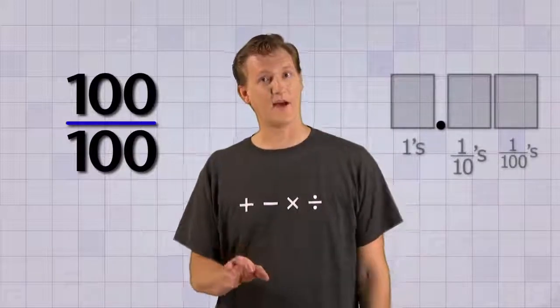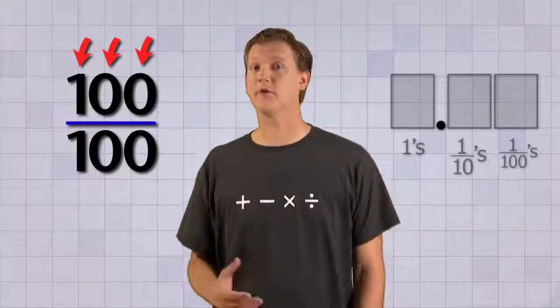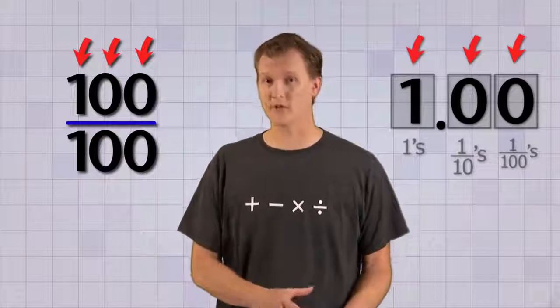Now what do you think will happen if we convert the fraction 100 over 100 into a decimal? Right, 100 has 3 digits, so we need to use another number place. Now the next one over is the ones place.